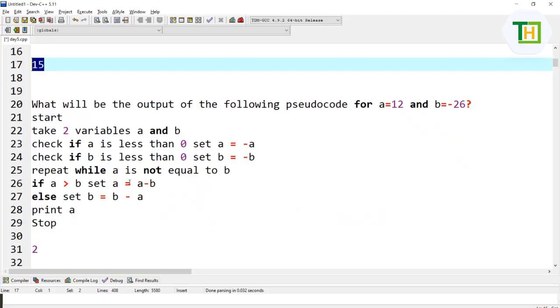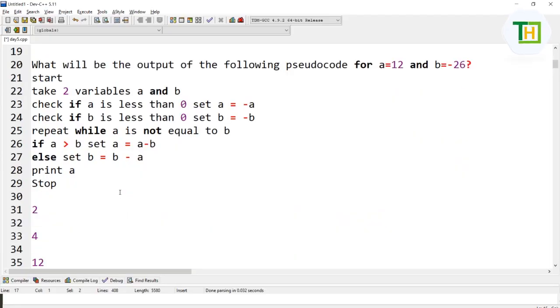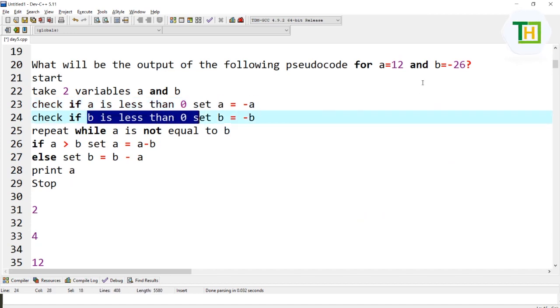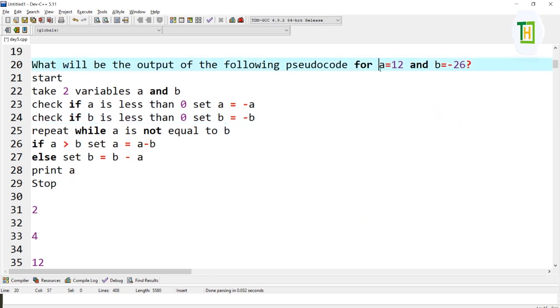Yes. And moving into this question. Take two variables A and B. Check if A is less than 0. A value is 12 and B value is going to be minus 26. Is A less than 0? No, then it is not going to work here. Is B less than 0? Yes. Then B is equal to minus 26, then it becomes plus 26. Now A value is 12 and B value is going to be 26.